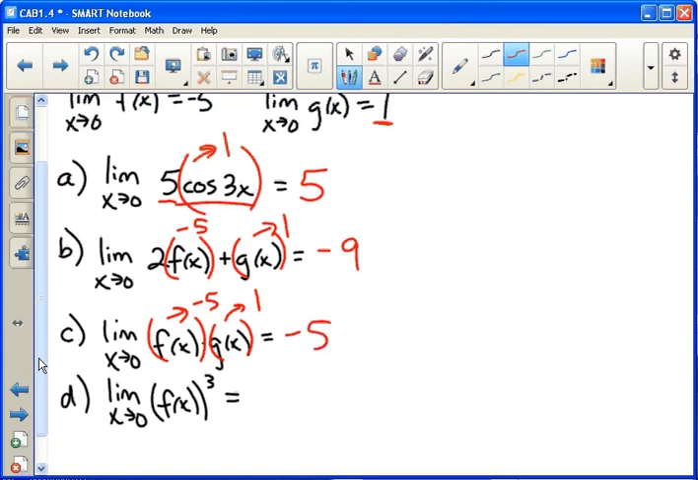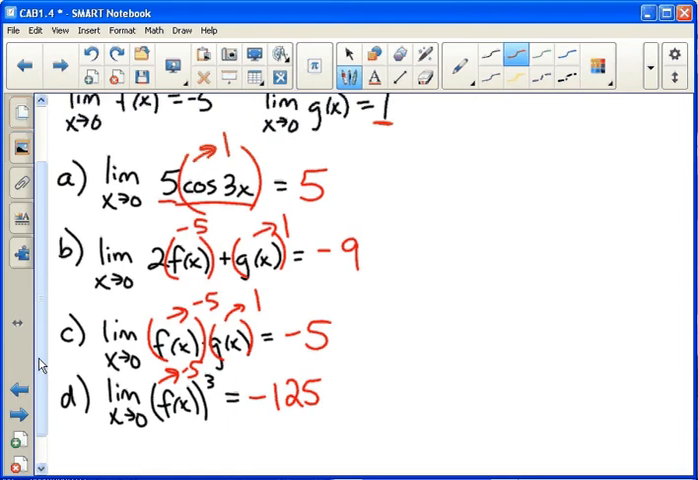And finally D, it says the limit as x approaches 0 of f of x cubed. Well, we know f of x by itself had a limit of negative 5. So now for our new function f of x cubed, we just need to do negative 5 cubed, which is negative 125. So when you see these weird things with limits, if you'll just think substitution, it'll be a piece of cake for you.